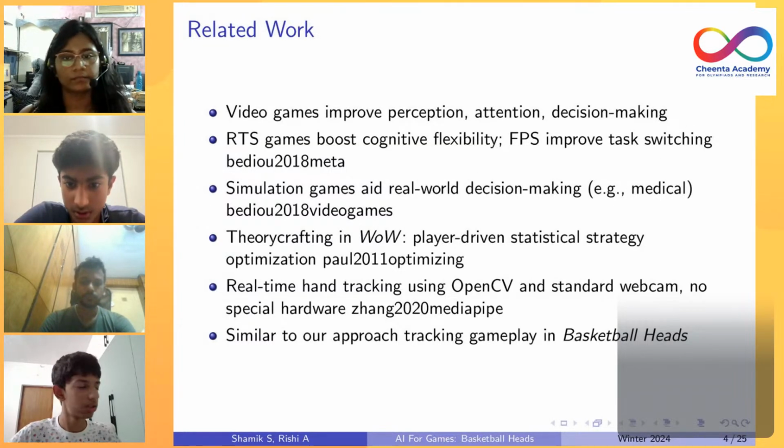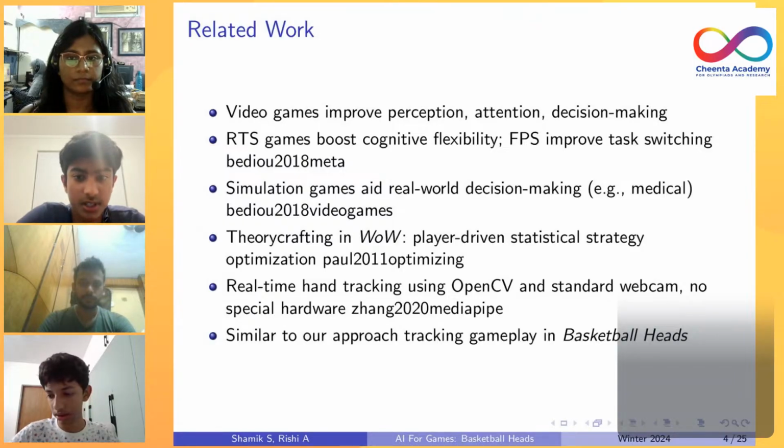Our method draws on existing research in gaming and computer vision. In 2018, a meta-analysis by Bediou and colleagues showed that video games can improve specific cognitive skills. RTS games improve flexibility, FPS games increase task switching speed, and simulation games enhance real-world decision-making skills. This supports our understanding that gameplay can be studied seriously to enhance both in-game and cognitive performance.